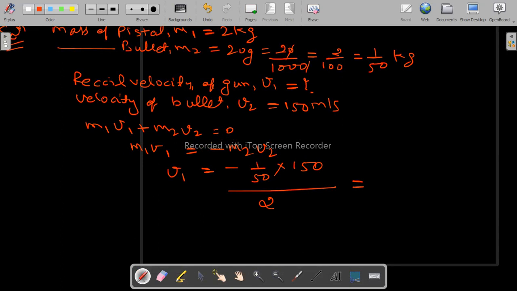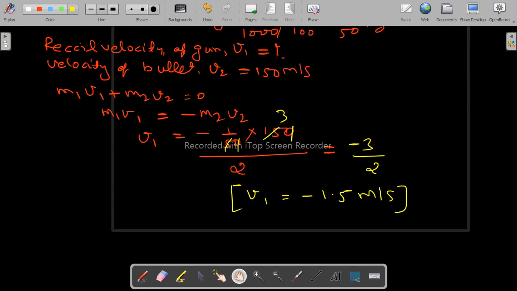Now you can see how, when you solve this, the 0 will cancel out, and 5 into 3 is 15. So this is minus 3 upon 2, which will be minus 1.5, and the velocity is in meters per second. Now see, the negative sign indicates that this velocity is in the backward direction. The negative sign indicates the backward jerk, which will be experienced by the gun holder.